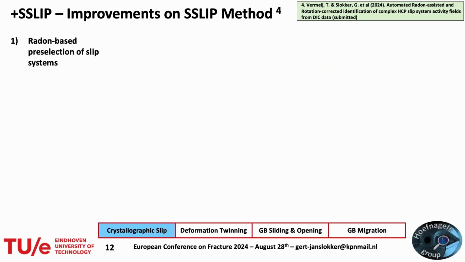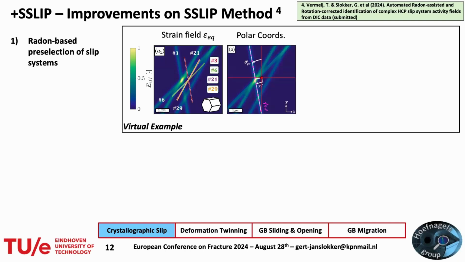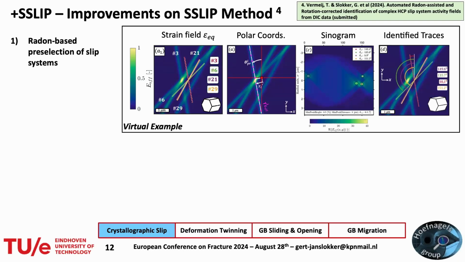Well, the first improvement we made is the radon-based pre-selection of slip systems, which already pre-selects from the 30 slip systems those which could potentially be active. So this is an artificial strain field generated based on the slip systems here. And what we can now do is perform the radon transform, giving this, which transforms the Cartesian coordinates into polar coordinates. And what we now get out is a sinogram. On the x-axis you have the angle, and on the y-axis you have this distance. And these intensity peaks correspond to the angles here, so we can actually trace back which ones they are. So we can really make a pre-selection of the ones which can potentially be active.